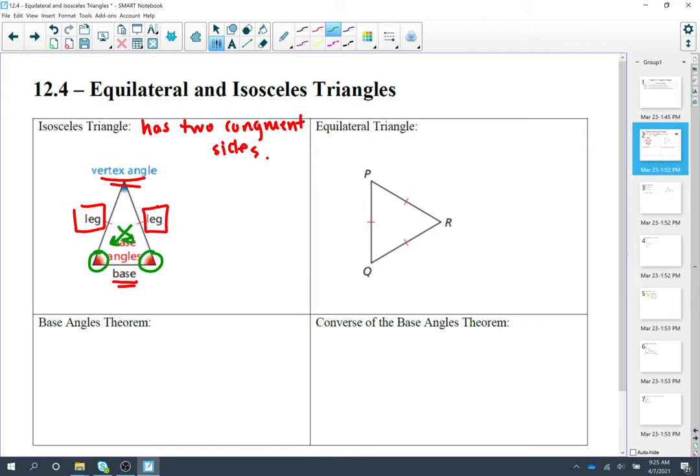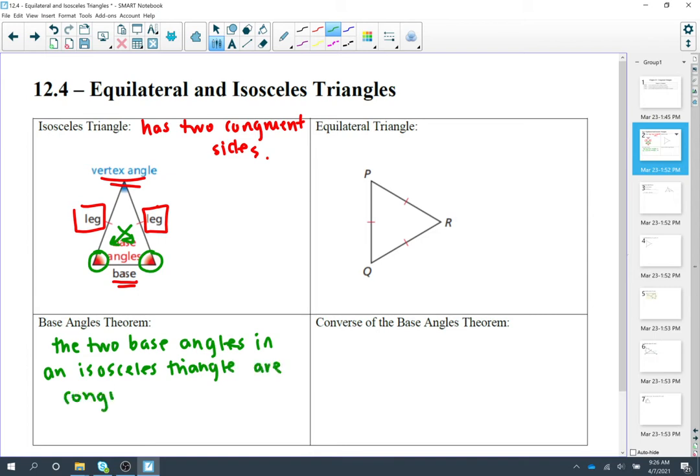legs. Now, why these are so important is because of our base angles theorem. And our base angles theorem says that the two base angles in an isosceles triangle are congruent, meaning they're the same measure. So in our picture, if I were to tell you that my first base angle over here is 30 degrees, then I could conclude that my other base angle over here is also 30 degrees.